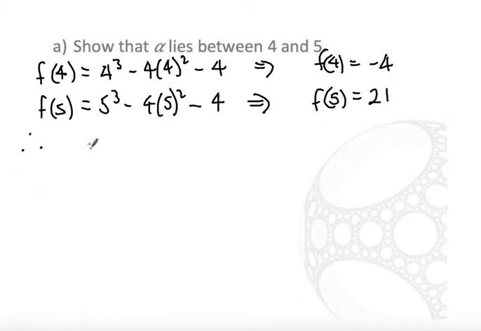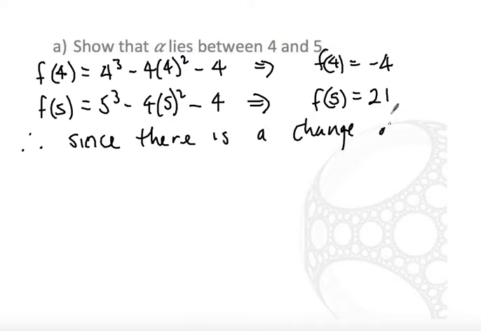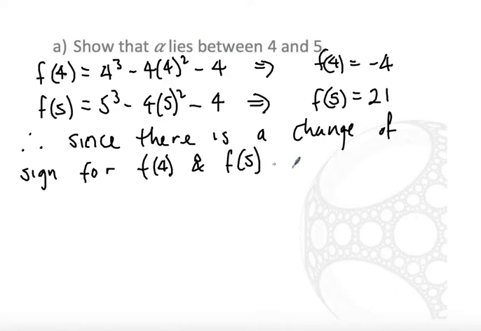So at this point I have shown there's a change of sign, so I must state this. Therefore, since there is a change of sign for f of 4 and f of 5, then alpha lies between those two values as required.